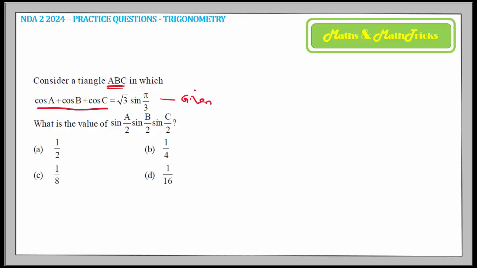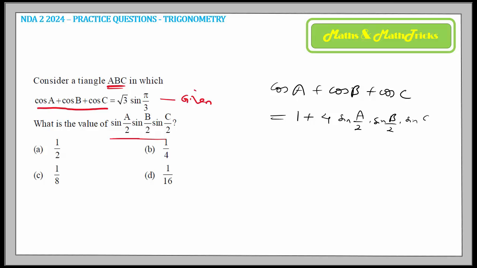And you have to use this fact to tell about sin A by 2 into sin B by 2 into sin C by 2. Now students, when you have studied the properties of triangles, you must have proved very important formulas of the angles in a triangle related to trigonometric ratios. So you must have proved that cos A plus cos B plus cos C is equal to 1 plus 4 times sin A by 2 sin B by 2 sin C by 2. This is a formula which you already proved.